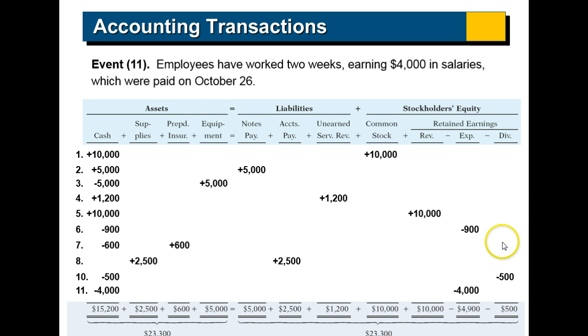We are going to add up all of our columns, our cash, our supplies, our prepaid insurance, our equipment. These are all assets, aren't they? Assets equal what? Liabilities plus owner's equity. Let's look at our liabilities. Notes payable, accounts payable, and unearned revenue. We've got here all of those combined.